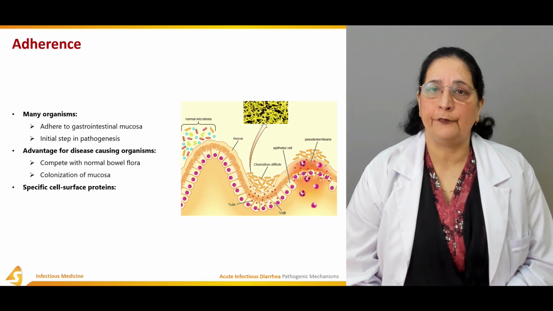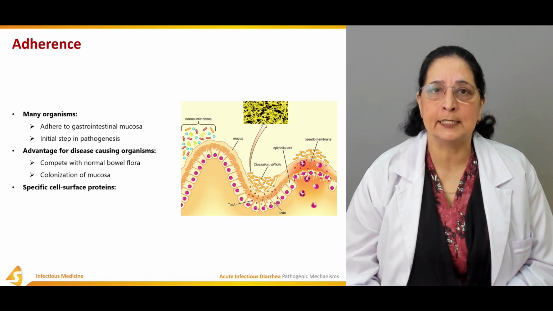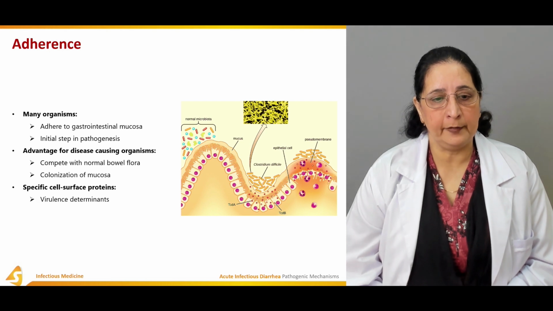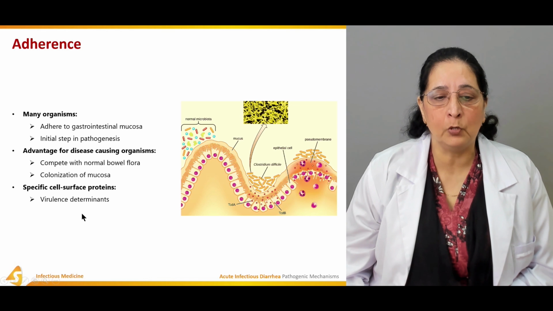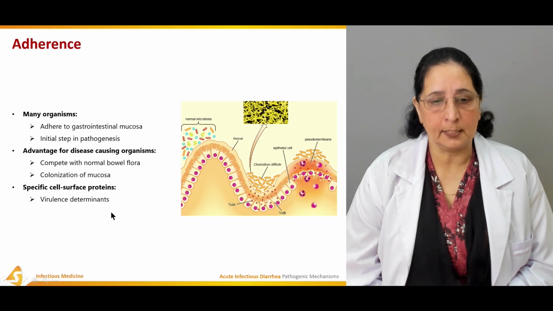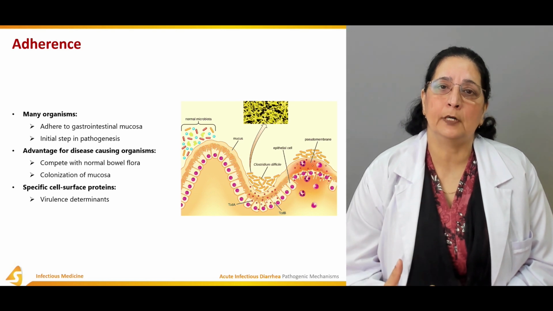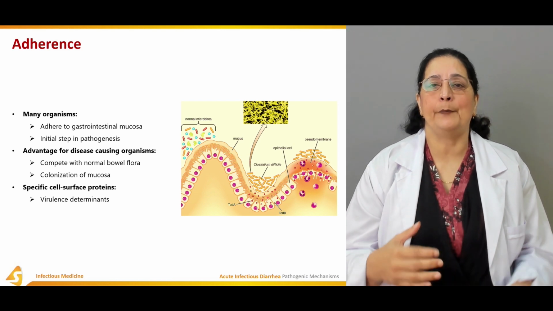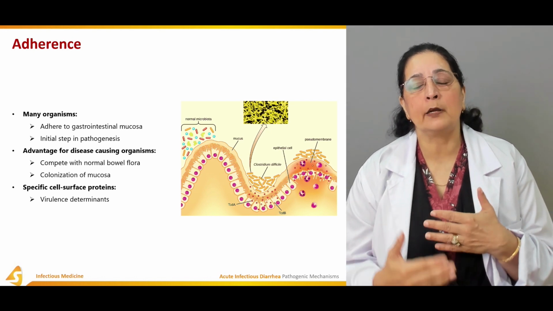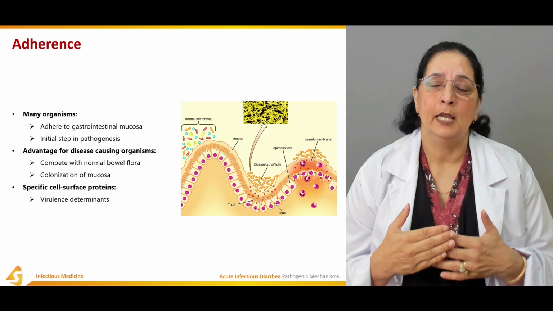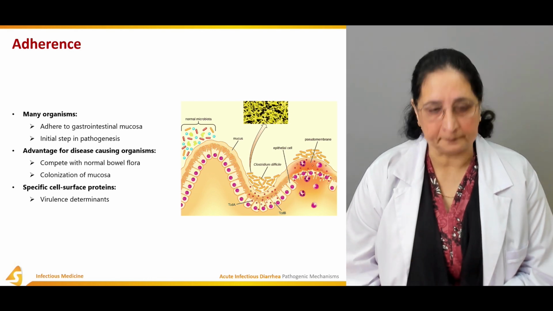Specific cell surface proteins are present which initiate the adherence. So specific cell surface proteins are the virulence determinant, if there are protein receptors present to which these pathogenic microorganisms adhere. This is an important factor that tells the virulence of the causative microorganism.